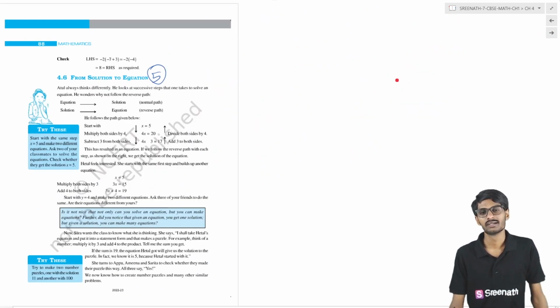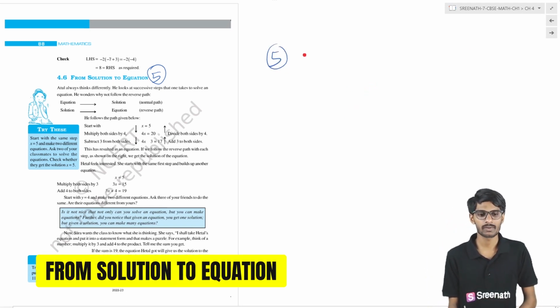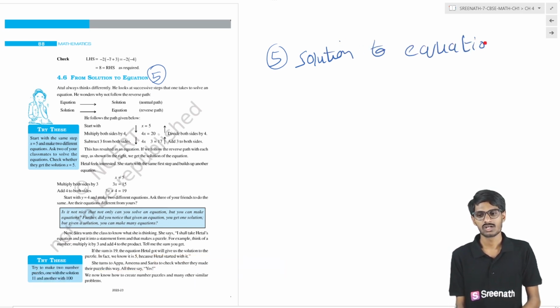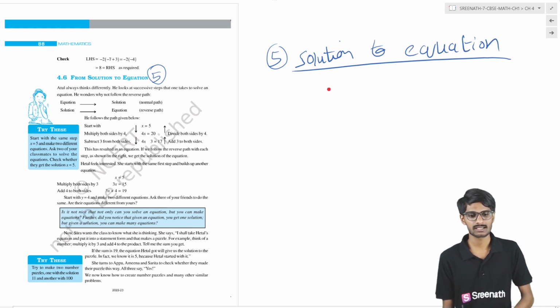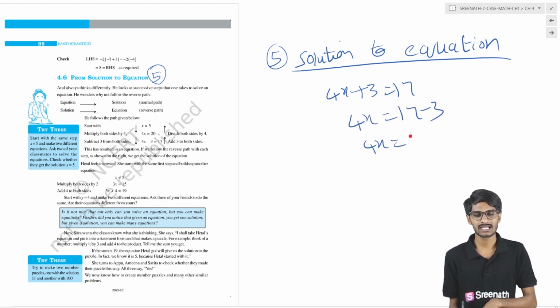Okay students, now we have completed our fourth topic. Now we are going to discuss the fifth topic, that is from solution to equation. Until now, we have taken some equations like 4x + 3 = 17, and after that we are transposing, that is 17 minus 3, and finding the answer. 17 minus 3 is 14, and x value is 14 by 4.